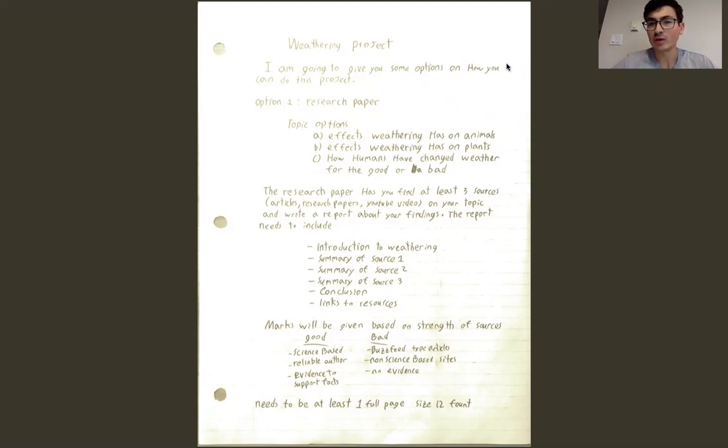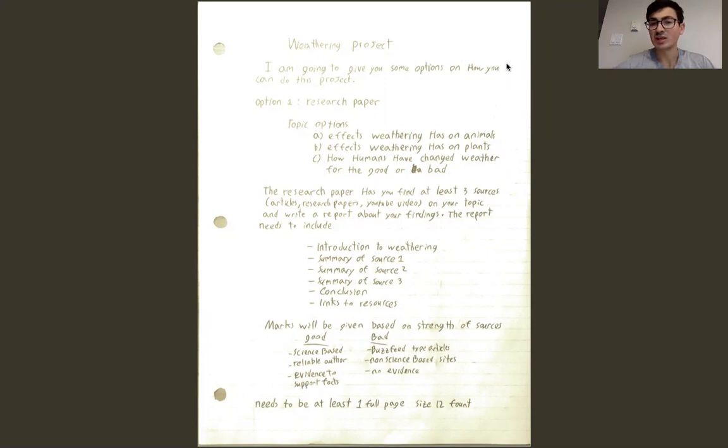So option one is going to be a straight research paper. I've given you three topics here. You can explore the effects weathering has on animals. You can explore the effects weathering has on plants. The third option is you can look at how humans have changed weathering either for the good or for the bad. It depends on what take you want to look at.